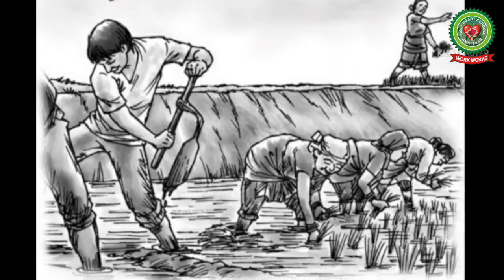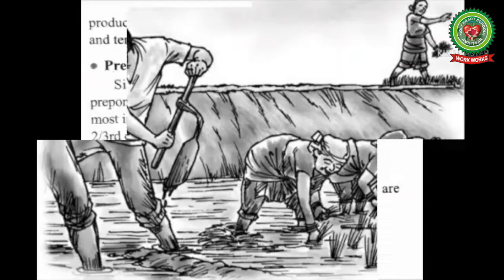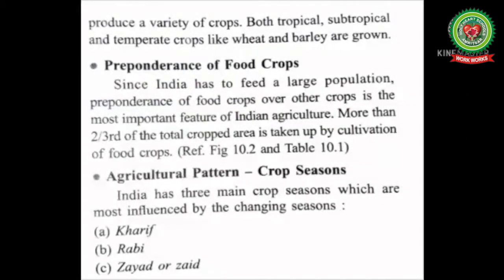Its undulating topography, varied climate with sufficient sunshine, ideal temperature, and two main growing seasons provide conditions necessary for agriculture. Point number 3 is preponderance of food crops, means importance of food crops. More emphasis on food crops.